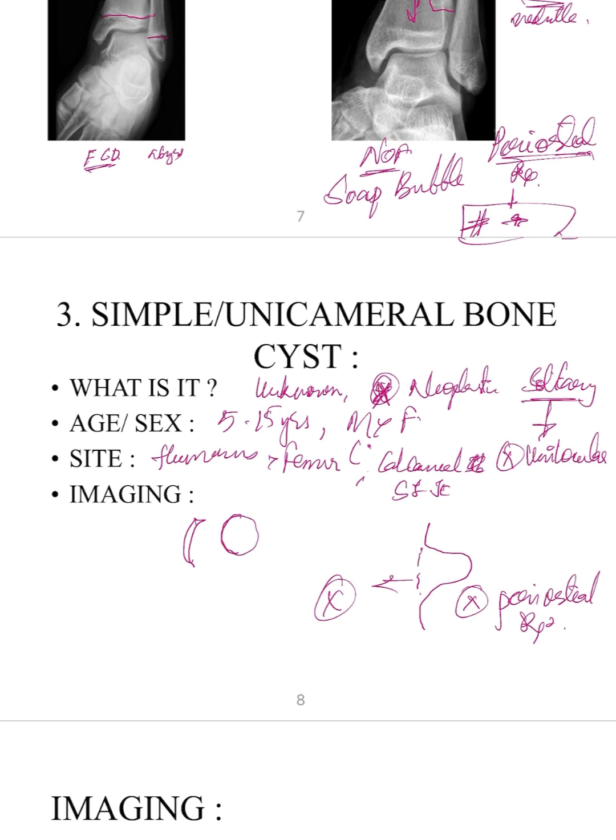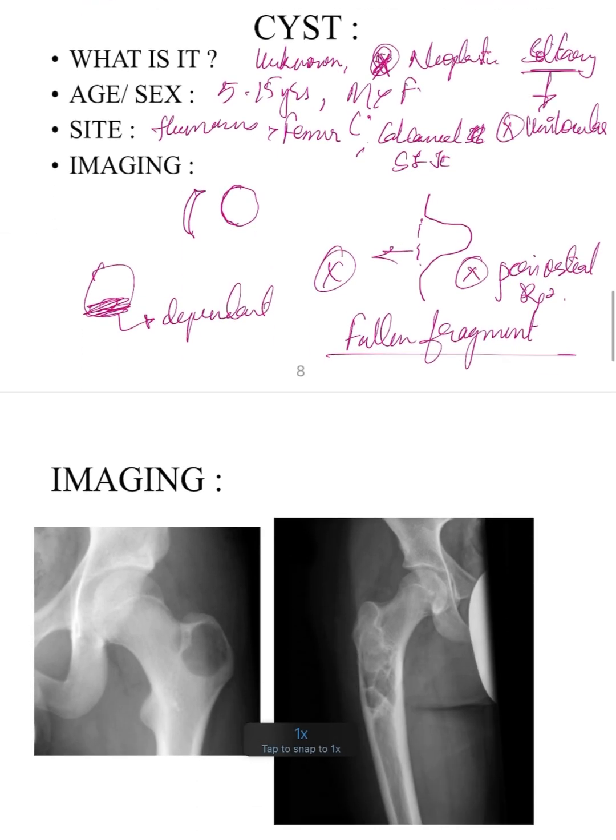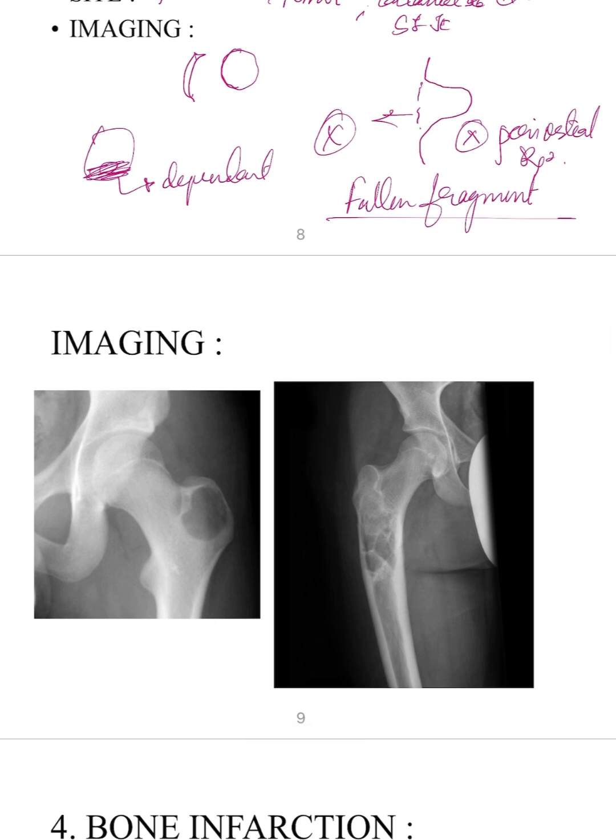The important radiological sign you need to remember is the fallen fragment sign, which happens secondary to pathological fracture, where the fallen fragment of the bone appears on the dependent portion. So I'll show you images so that you can associate them with the findings I have described below.